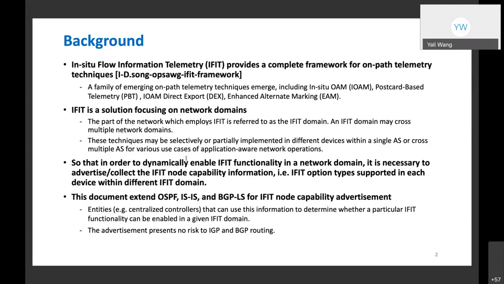The IFIT domain is a part of the network which exploits IFIT, which may cross multiple network domains. Within an IFIT domain, these on-path telemetry techniques may be selectively or partially implemented in different devices. So in order to dynamically enable IFIT functionality in a network domain, it is necessary to advertise and collect the IFIT node capability information, that is, the IFIT option types supported in devices. In this document, we extend IGP and BGP-LS protocols for IFIT node capability advertisement.